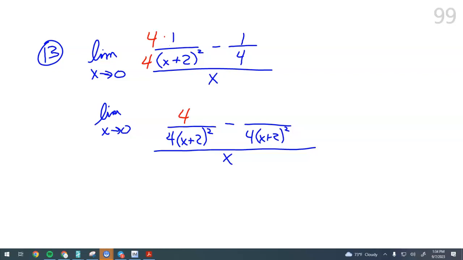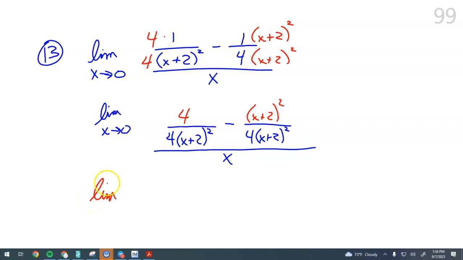We're trying to combine. So over here, what do I need? I need x plus 2 squared. Thank you. And then I have to put it on the top also, so I end up here. These get kind of messy sometimes. Questions about what I've done so far? Okay, so now I have a common denominator.